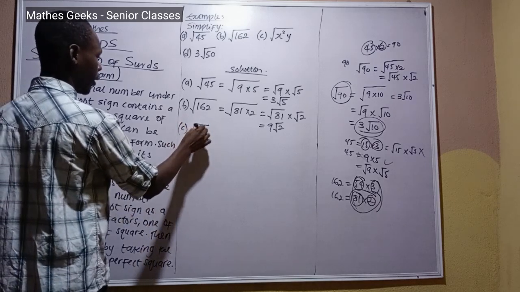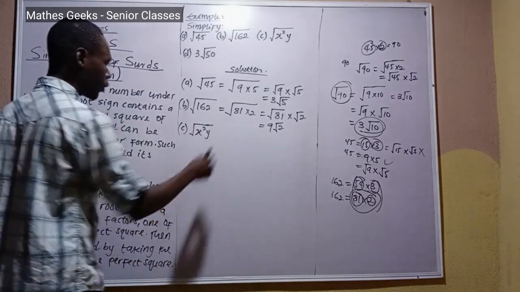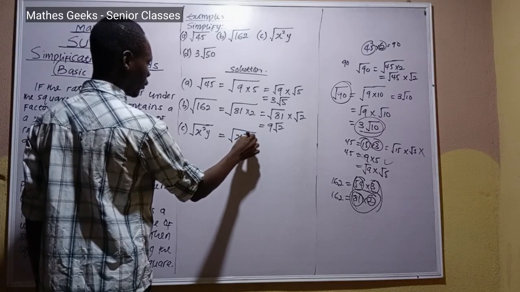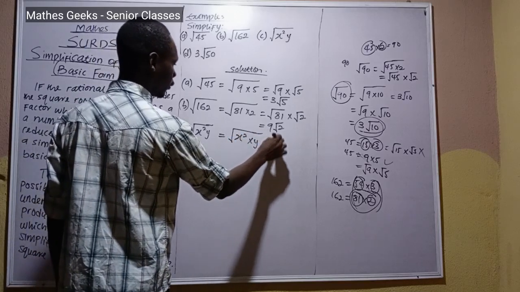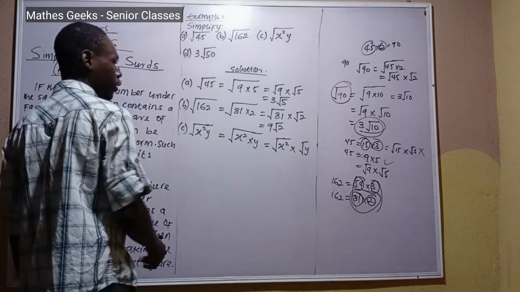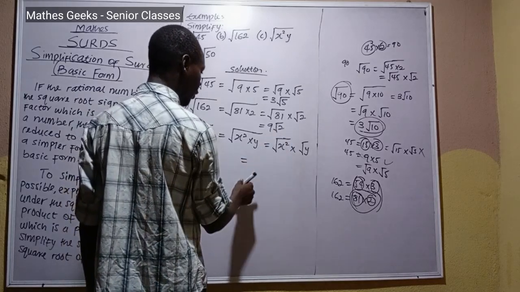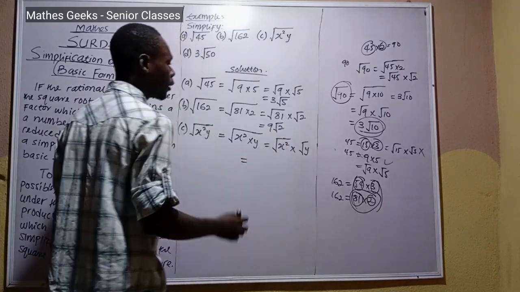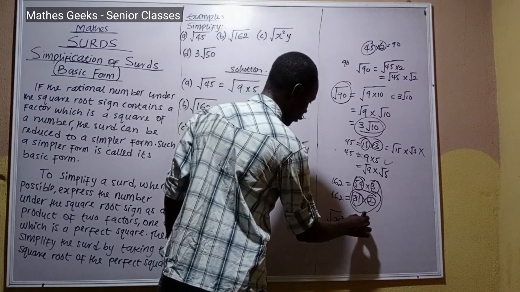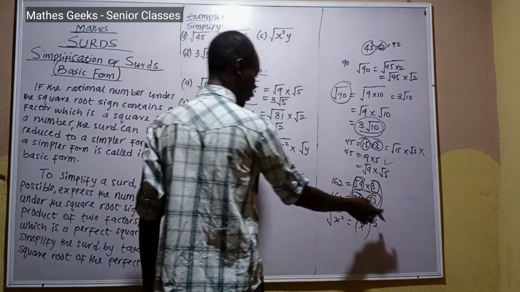Next, C: root of x squared y. So this will give us root x squared times root y. Already this is a perfect square, so root x squared is going to give us, remember indices, root x squared is equal to x squared raised to 1 over 2, where the symbol for roots is the power 1 over 2.